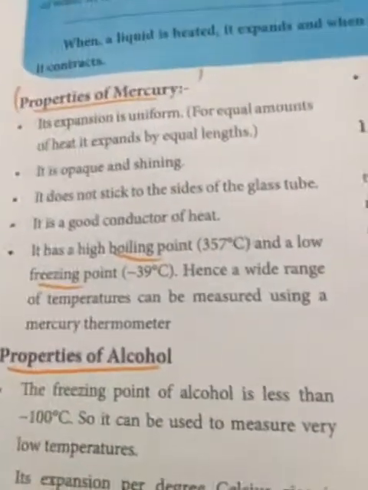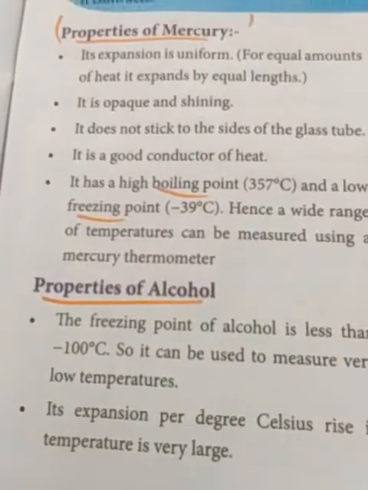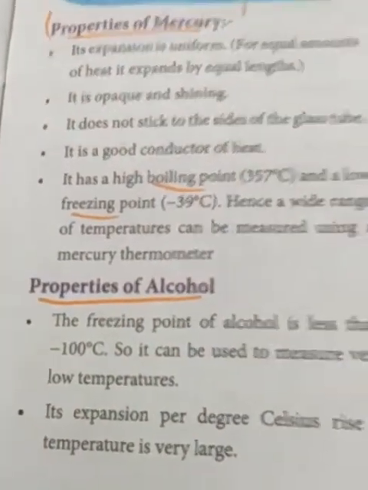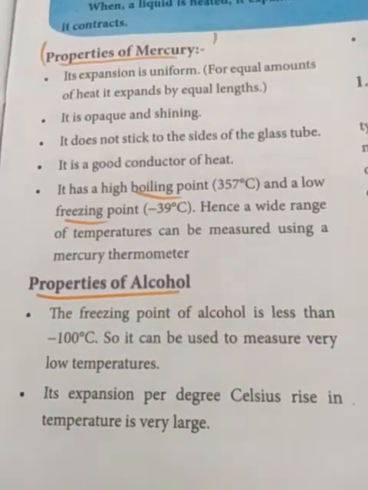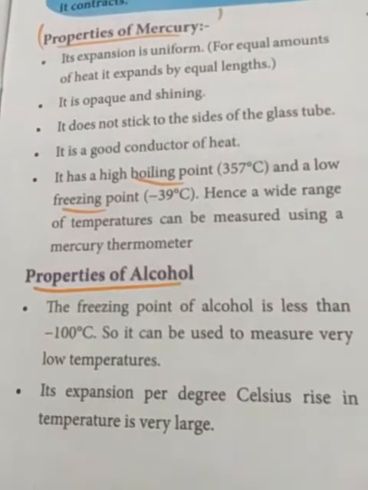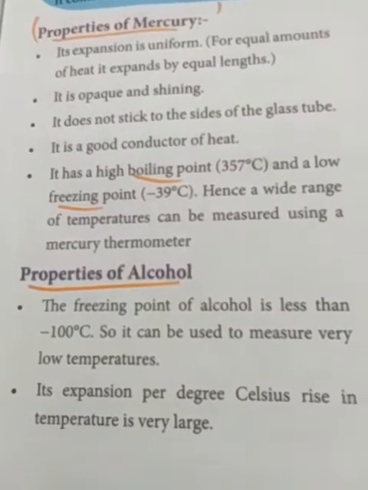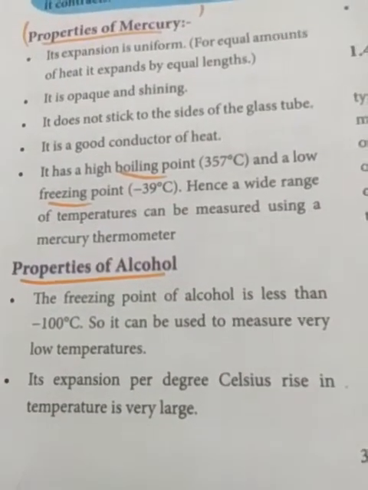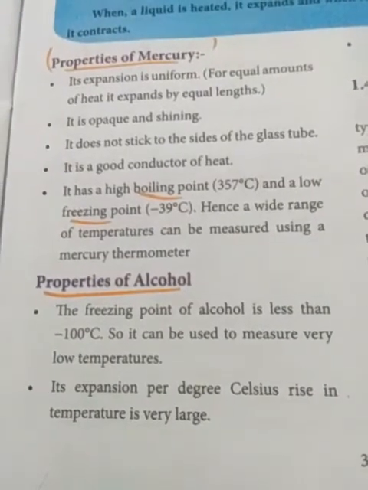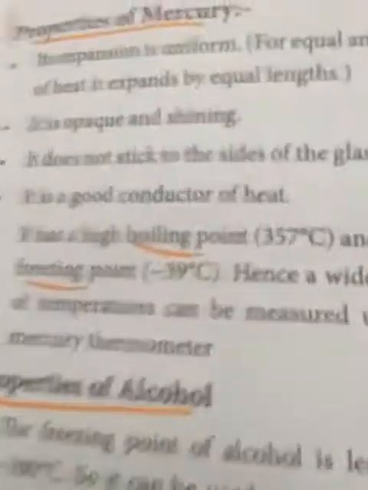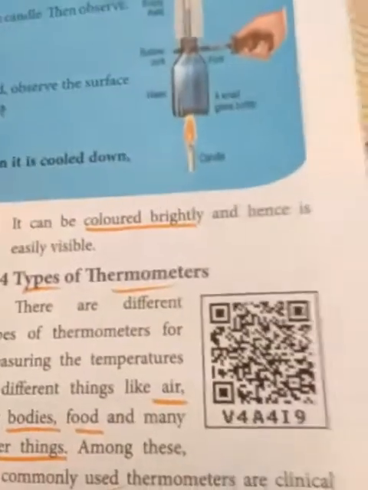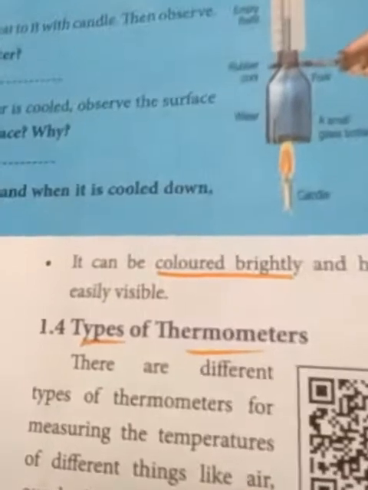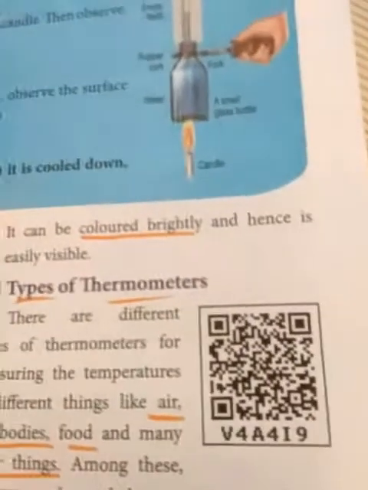These are the properties of mercury. It is very important for 2-mark or 5-mark questions, right? Next, properties of alcohol. The freezing point of alcohol is less than minus 100 degrees Celsius, so it can be used to measure very low temperatures. Its expansion per degree Celsius rise in temperature is very large. It can be colored brightly and hence it is easily visible.